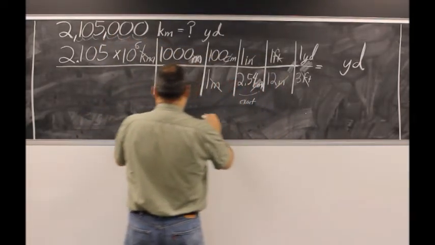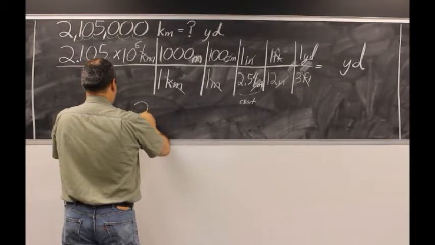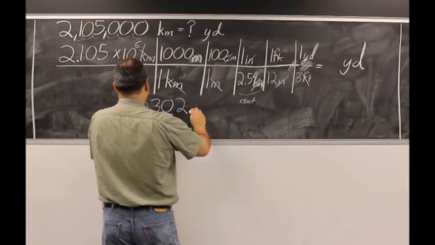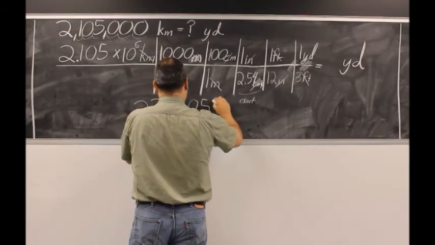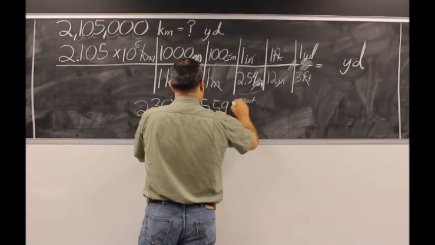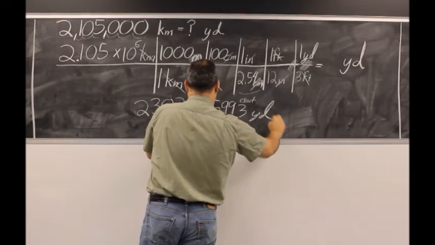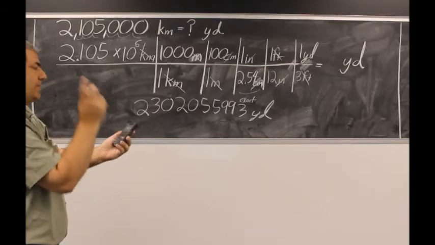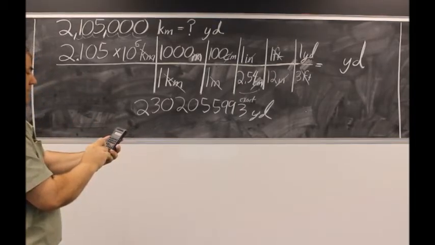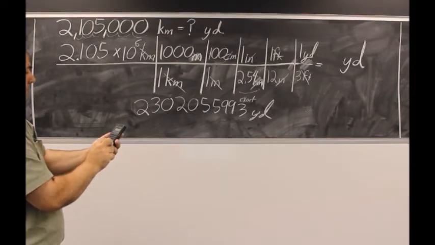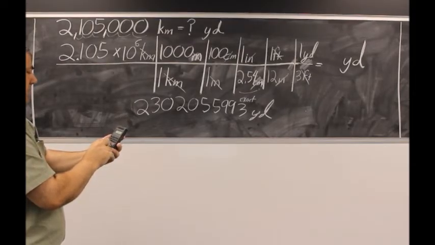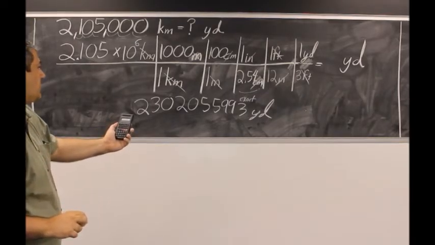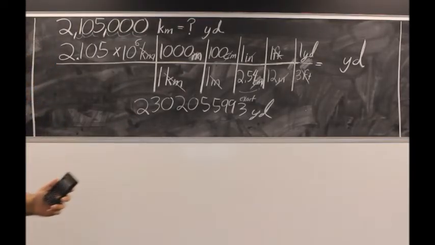And I ended up with, and I'm going to write this out, 2, 3, 0, 2, 0, 5, 5, 9, 9, 3 yards. That's what my calculator gives me. Let me double check that since the power literally went out, or not the power, but the lights went out as I did this. Times 1,000. Yes, so that's correct.